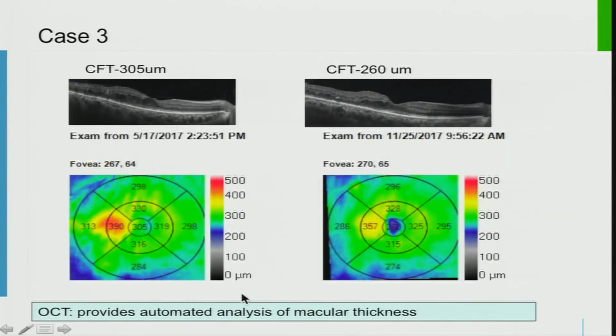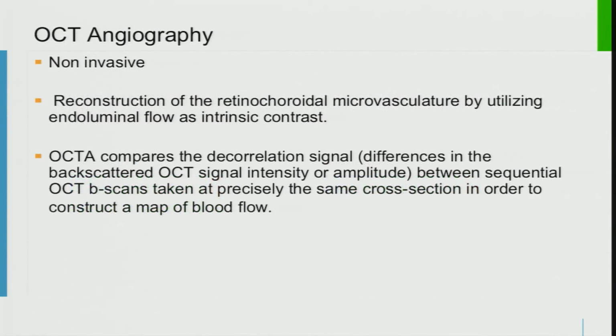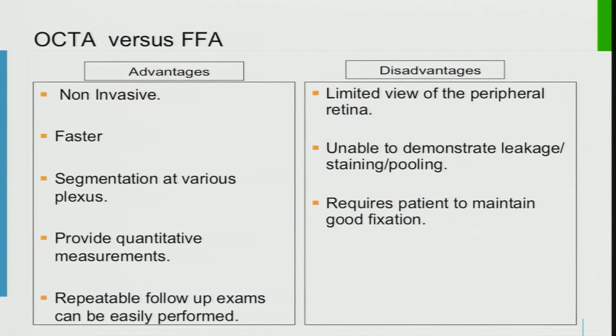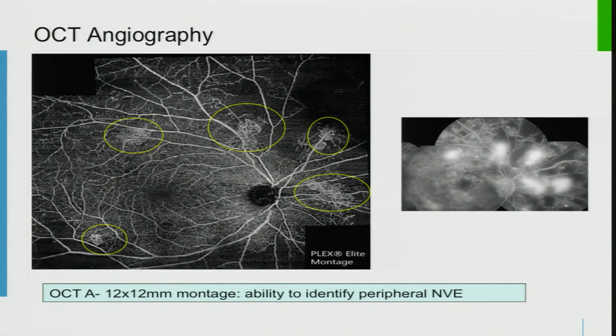Another way to monitor is to look at the automated values, which some people would like to follow. So from 305 microns, you are down to 260, suggesting that OCT helps you to monitor. So this is the last part, which is OCT Angio. It's a non-invasive test. It gives you individual vascular plexus separately. These are the advantages and disadvantages. And so this is a montage.